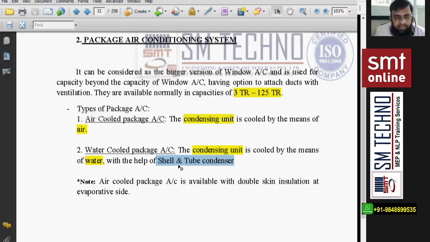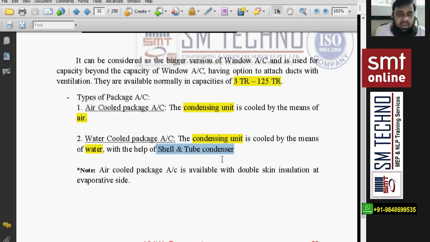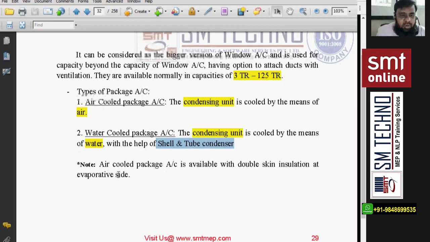But don't worry about how this shell and tube and this water cooled system work; we will cover it at the time of learning water cooled chiller. After learning water cooled chiller, you can understand this water cooled package easily. So that's the reason let me hold this one. Anyhow, for package, most commonly we use air cooled. And the detail about the shell and tube condenser and how to cool the condenser using water, we'll discuss in detail at the time of water cooled chiller. Because in chiller we have two options, air cooled as well as water cooled, which is used as per the project requirement. Okay. So from an interview point of view, just go through this point.